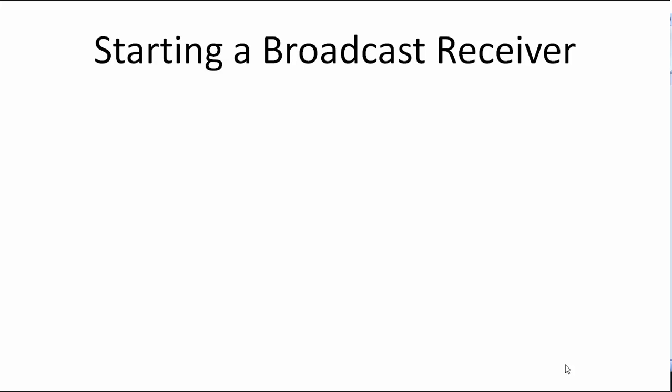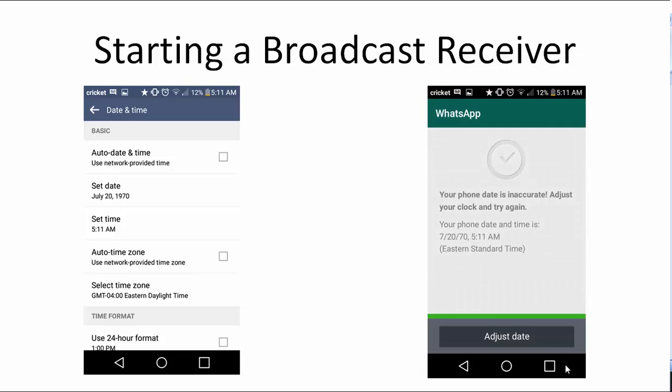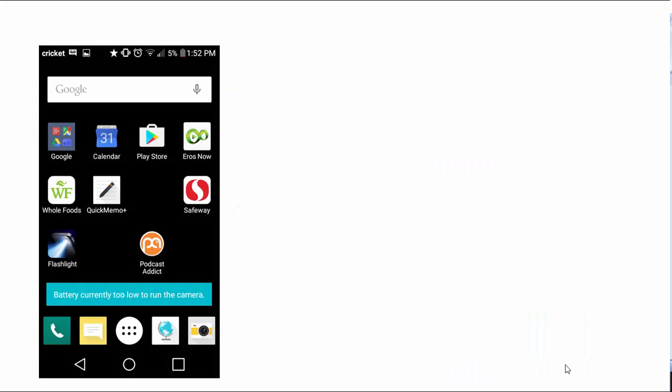Starting a broadcast receiver. Let's say that you go to settings and under date and time, you change the date to something else. The system then announces this message and the broadcast receiver from WhatsApp suddenly wakes up and listens to that announcement. Then WhatsApp tells the user to fix the date. Here's another example. When your phone's battery is too low, the system sends a message to all the apps on your phone that hey, the phone's battery is low.